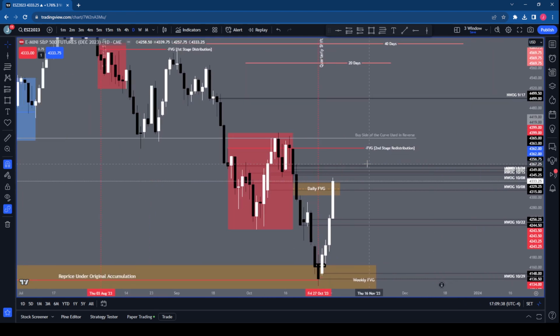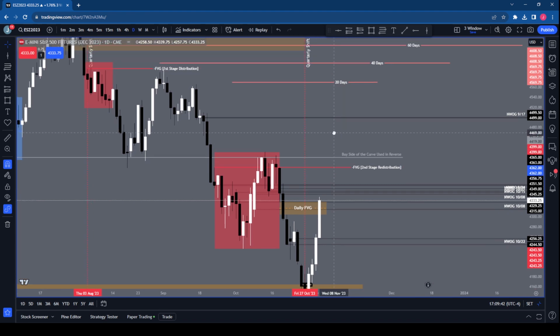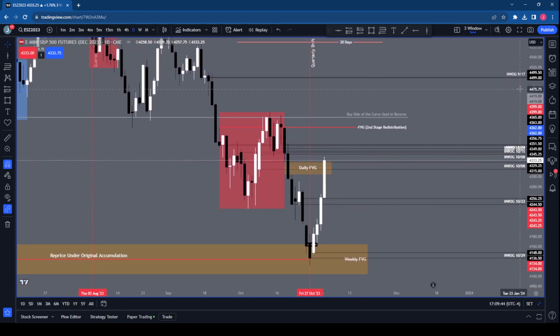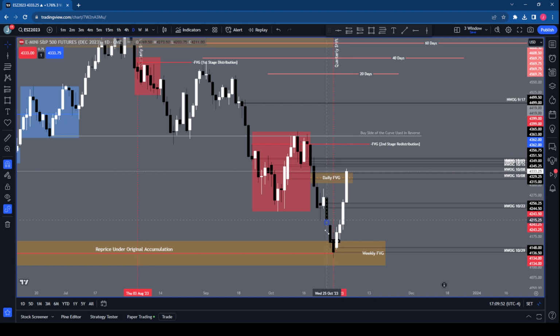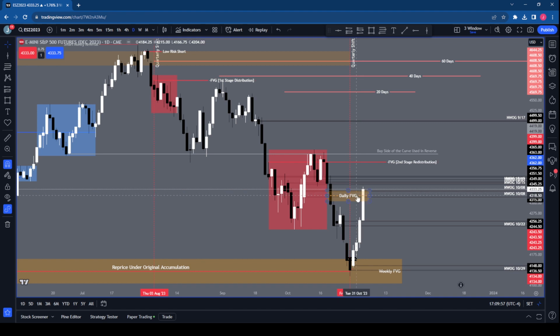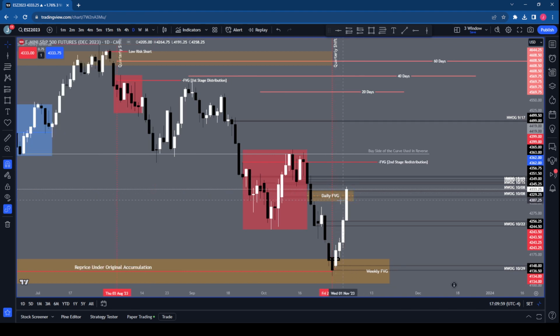Again, we're framing this on the daily to get a roadmap on what to expect for the next quarterly shift. So the next 3 to 4 months, I guess in this case, like 3, is going to bring us into the end of the year. So I want to see how we respect this daily fair value gap.